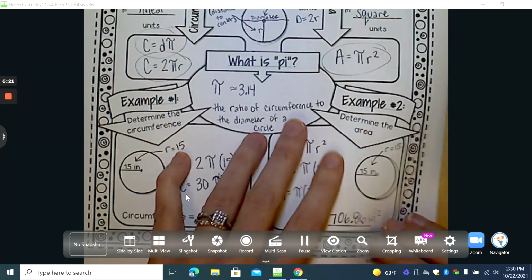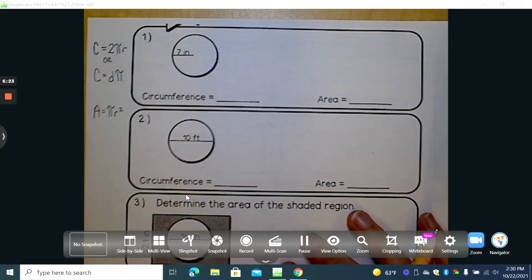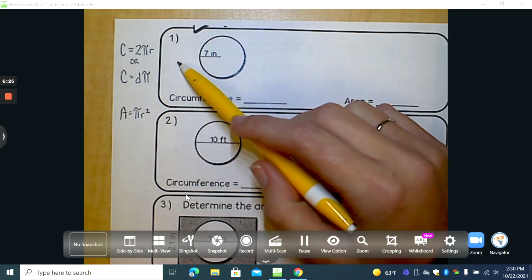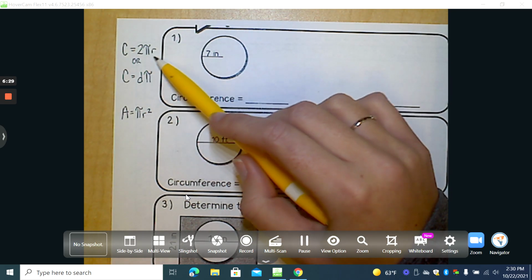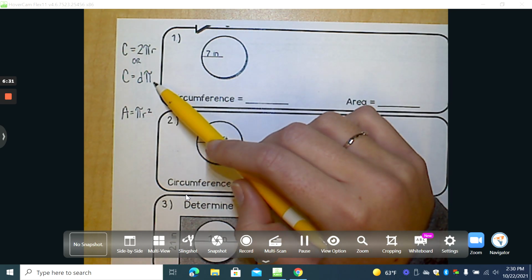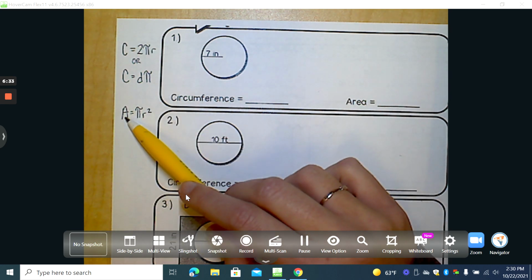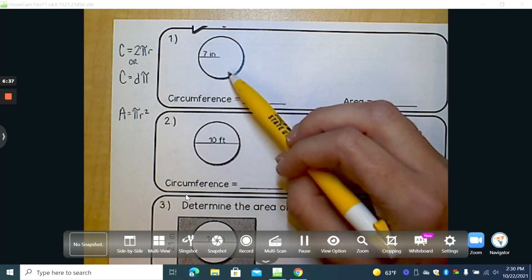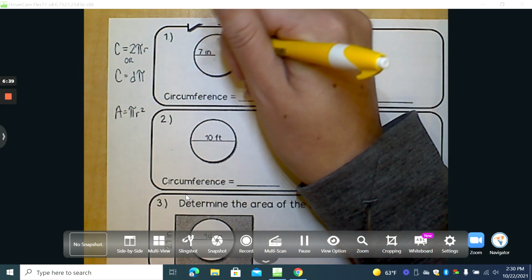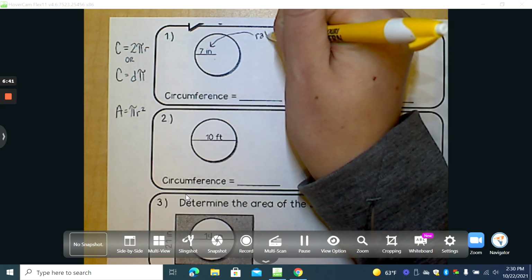Let's do another couple examples. So let's flip over to the back side. Before I even start, I like having that equation right next to me, so I know circumference is 2 pi r, or my diameter times pi, and area is pi r squared. So let's figure out what we're given. This 7 inches is in fact my radius.